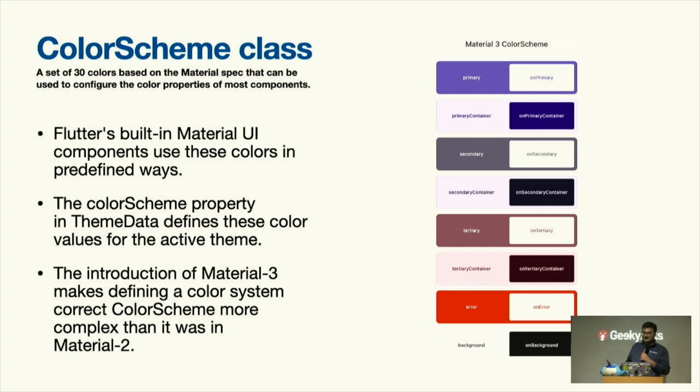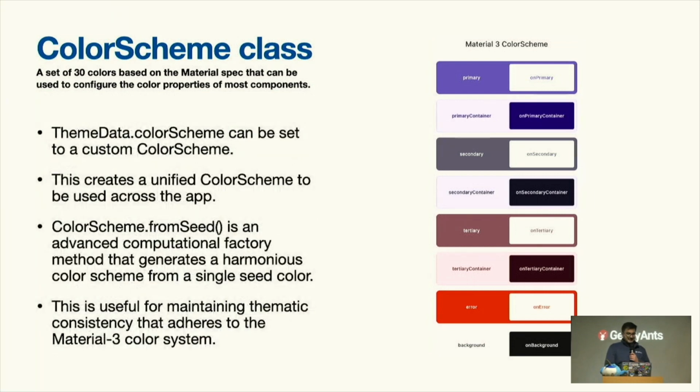And color scheme property is the only way to define colors in Flutter. The color scheme property in theme data defines these color values for the active theme. And with the introduction of Material 3, it becomes the correct way to add colors to your Flutter application. So inside your theme data, you can specify this color scheme. You'll type in theme data and then pass it a color scheme. It would create that unified color scheme for all of your application to use.